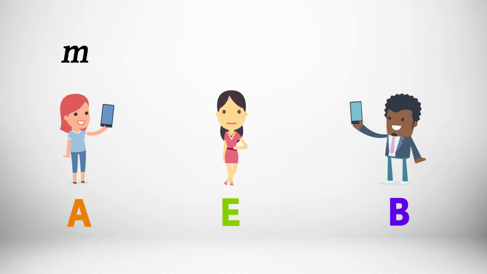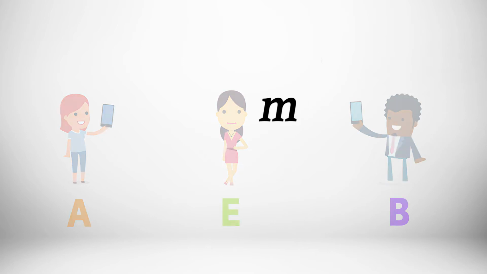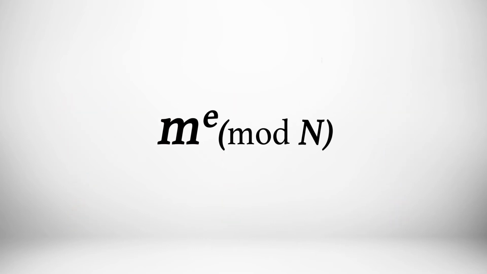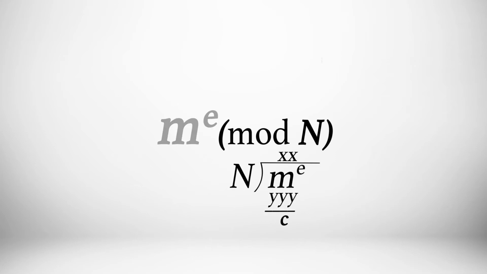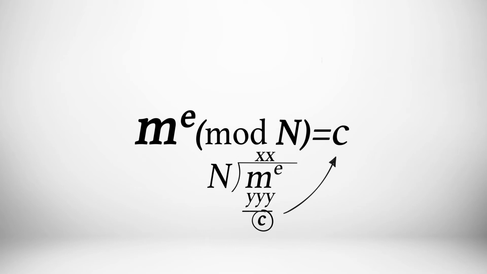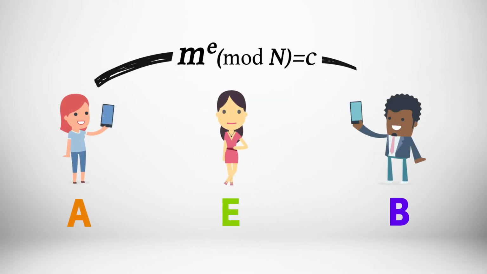Now Alice needs to turn M into a code that Ava can't understand to safely send the message to Bob. Alice takes M to the E mod N. This is a fairly simple expression. M to the E is easy enough, and mod N just means divide by N and take the remainder. Let's call the remainder C, the code. This is the message that Alice will send to Bob.